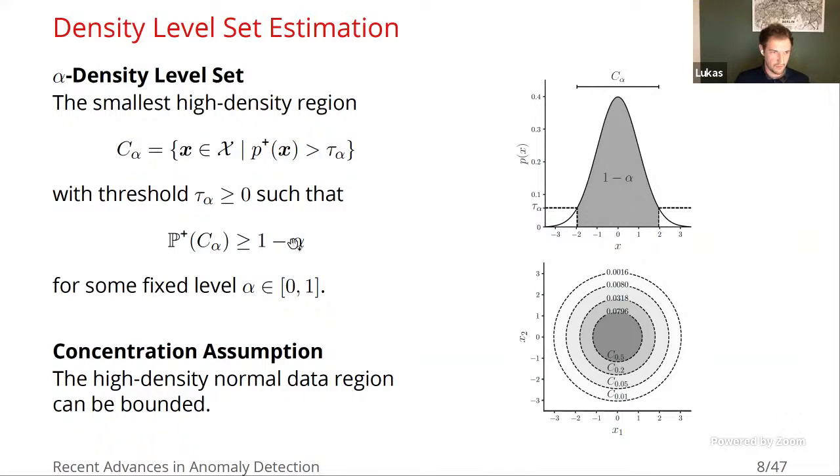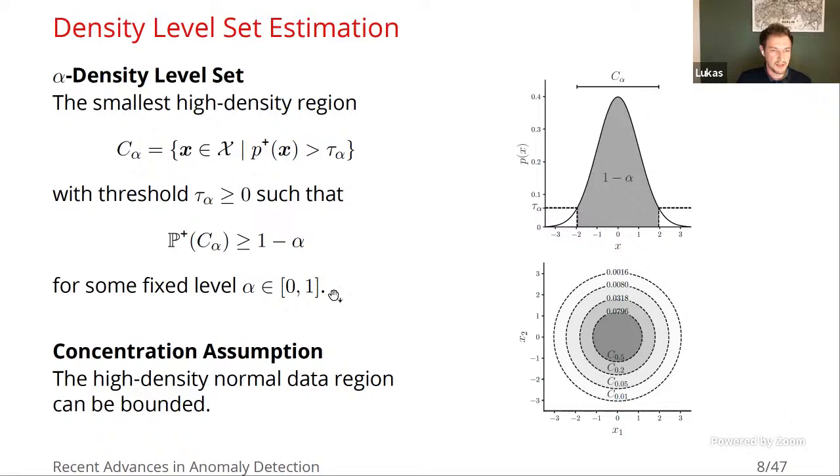So for instance, if we have an alpha density level set at a level of 5% for the standard Gaussian, then this would be the usual known confidence interval that goes from minus 1.96 to 1.96. And by raising the threshold, of course, the probability mass decreases. And from all the sets that satisfy this minimal amount of probability mass, we take the smallest one.